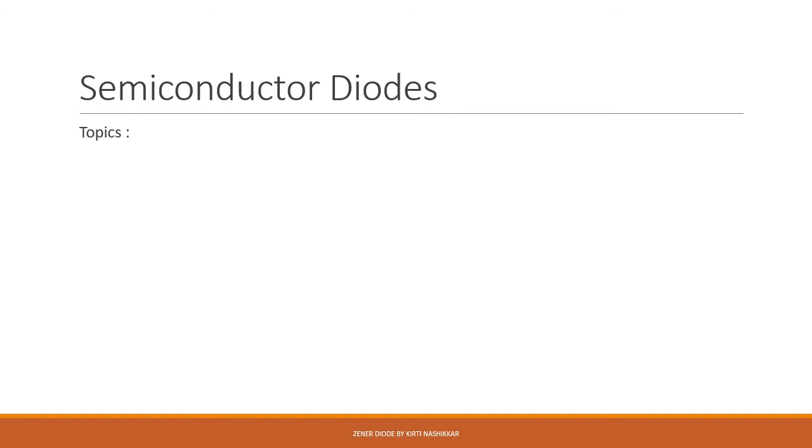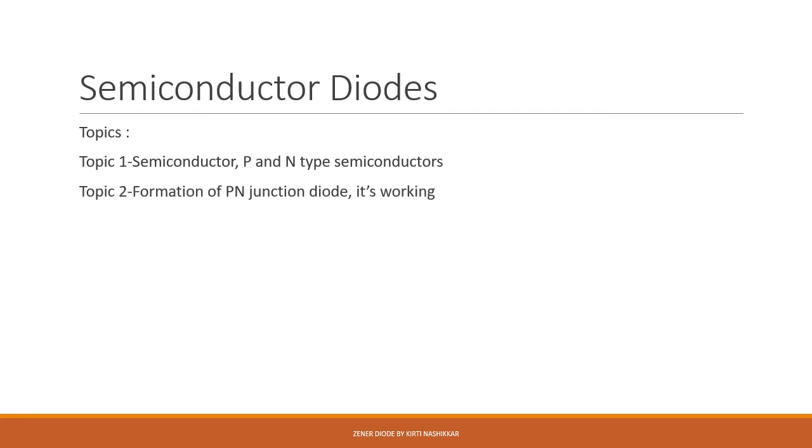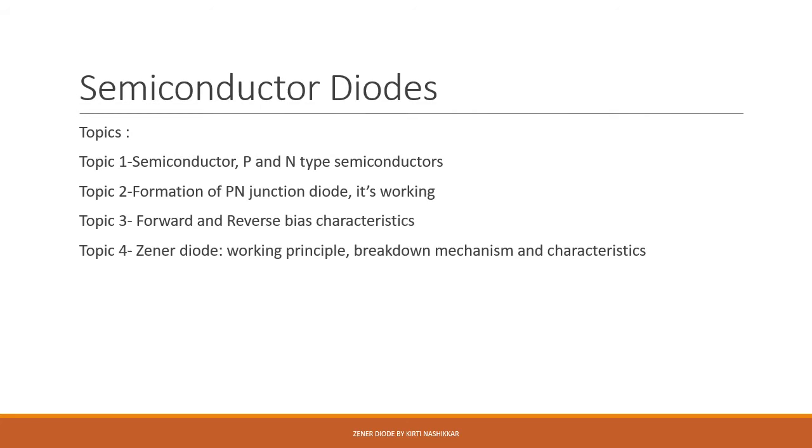So we are discussing the semiconductor diodes. We have seen the P and N types of semiconductors, also the formation of the PN junction diode, its working, and the forward and reverse VI characteristics of the PN junction diode. Today we are going to discuss the Zener diode, its working principle, breakdown mechanism and its characteristics.